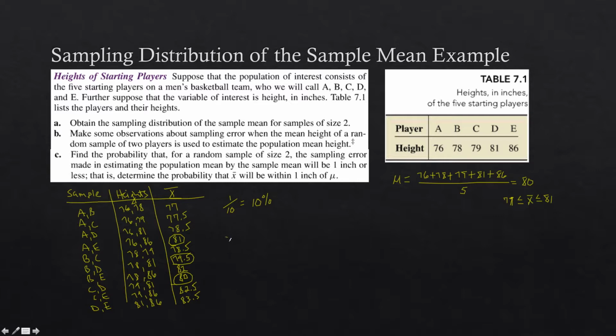So 3 out of 10, or 30%, are within 1 inch of the population mean. So you've got a probability of 30%, or 3 out of 10, that are within 1 inch of the population mean.